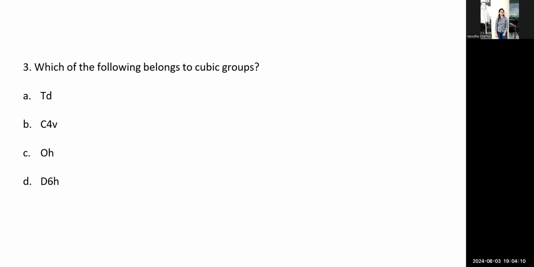You don't need to mug it up. You just find out how you can eliminate the other options to come to the proper answer. Now, which of the following groups belong to the cubic groups? It's very simple: tetrahedral and octahedral. C4v belongs to your single axis group, and this belongs to your dihedral group.